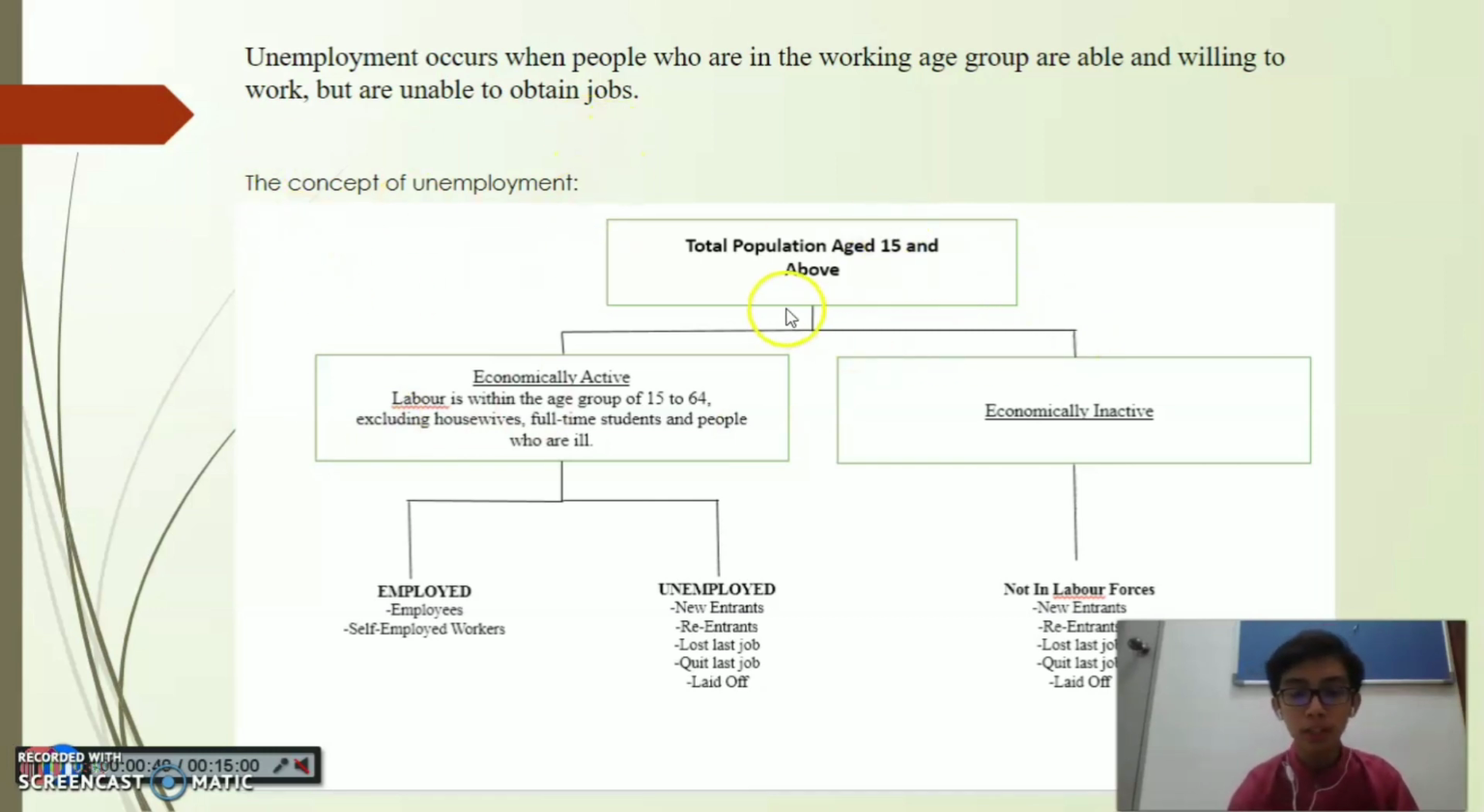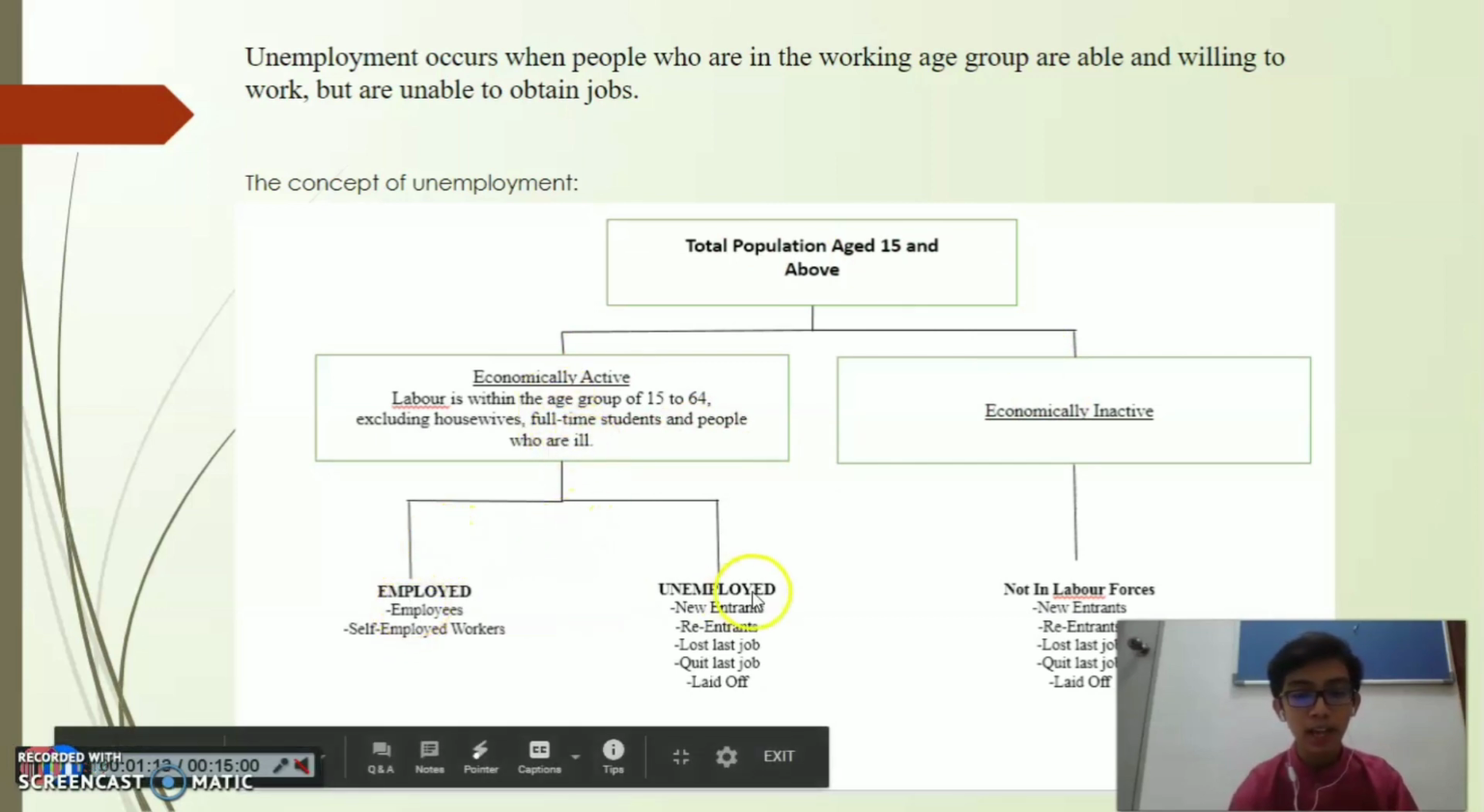The above table is the total population aged 15 and above. It has been separated into 2 types: economically active, and economically inactive. Economically active labor is within the age group of 15 to 64, excluding housewives, full-time students, and people who are ill. Housewives, full-time students, and people who are ill are transferred to economically inactive. Economically active is separated into 2 types, which are employed and unemployed.